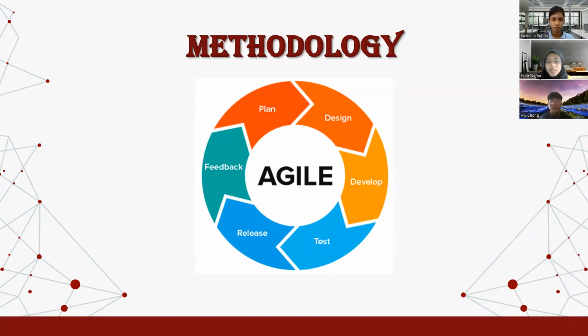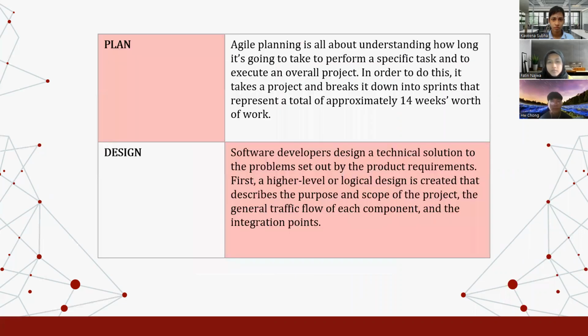So the methodology that we are using for our project is the Agile methodology. Plan. Agile planning is all about understanding how long it's going to take to perform a specific task and to execute an overall project. In order to do this, it takes a project and breaks it down into sprints that represent a total of approximately 14 weeks worth of work.